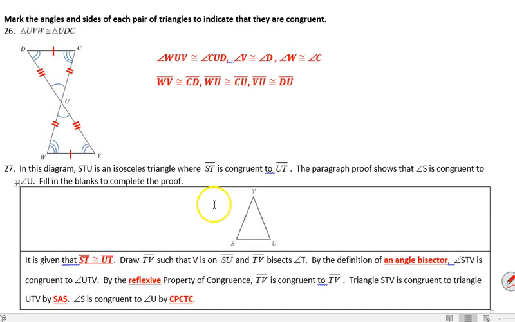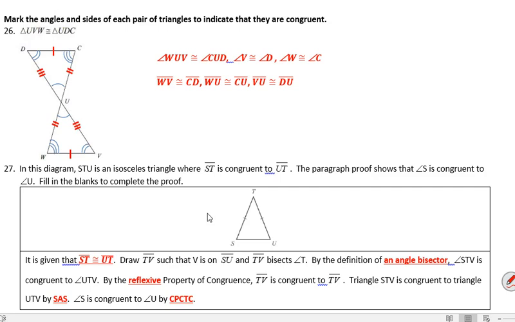Number 26 says mark the angles and sides of each pair so as to indicate that they're congruent. Obviously, we've got V is congruent to D and W is congruent to C. And then we've got VU, W and CUD. So we've got our 1 arcs, 2 arcs, 3 arcs again. And then we've got these sides. Again, we can do UV, UD, WV, DC, and then we can go first, last, first, last. That's the way I would recommend that you work through that kind of problem.